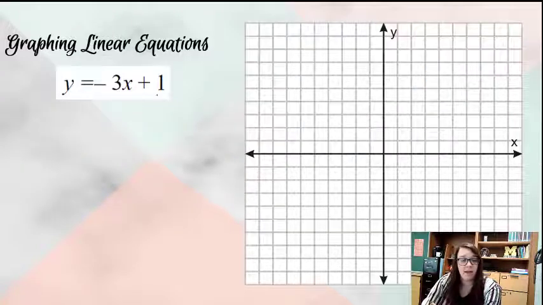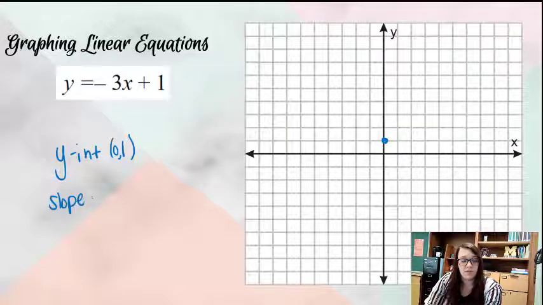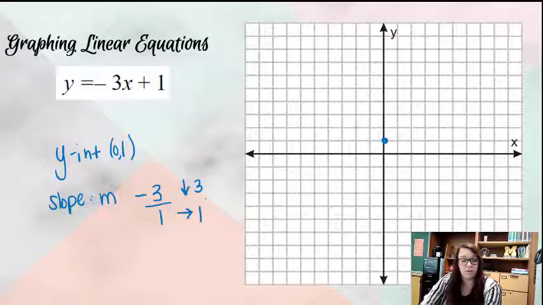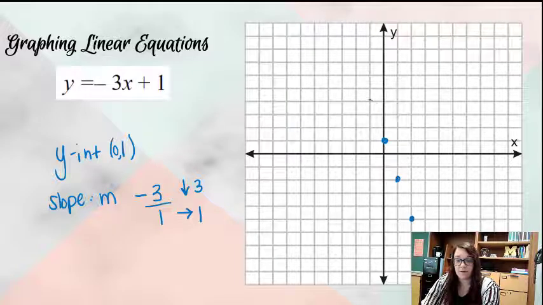The next one, my y-intercept is at 1. So that point will be 0, 1. So here's my first point. And then my slope, we use the variable m for that, is -3. I can put a 1 under this to make it a fraction, so I'm going to do that. And this tells me I'm going to go down 3 and right 1. So I'm going to go down 3, right 1 point, down 3, right 1 point, and so on. I could also go up 3, left 1.